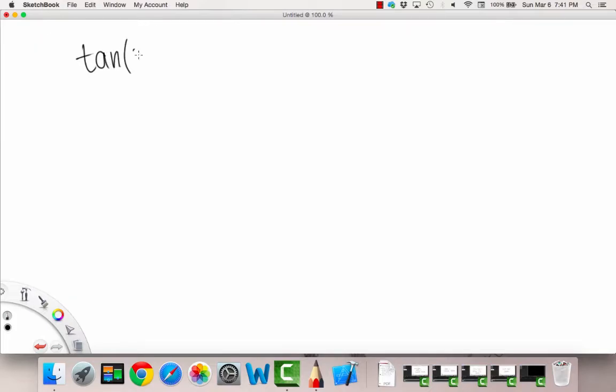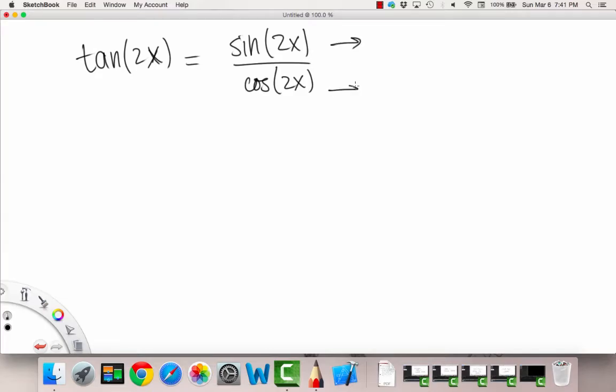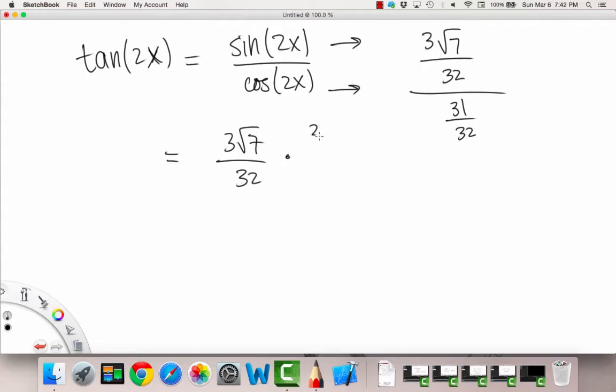Alright, so now we have tangent of 2x, and it's like, wait, we don't have a double angle identity for that, do we? No, but we do know that tangent is equal to sine over cosine. We figured out both of these, from part A and part B. Sine of 2x was 3 radical 7 over 32, and cosine of 2x was 31 over 32. When we divide those, we get 3 times radical 7 over 32 times 32 over 31. The 32s cancel out, and we get that tangent of 2x is equal to 3 radical 7 over 31.